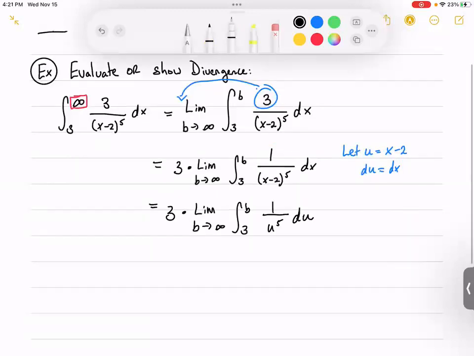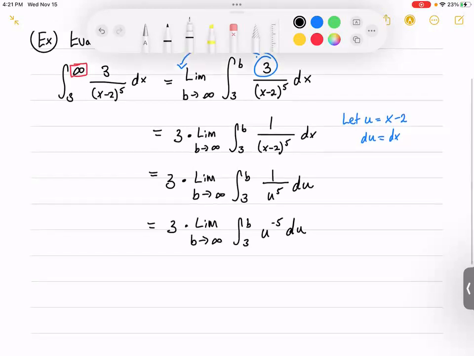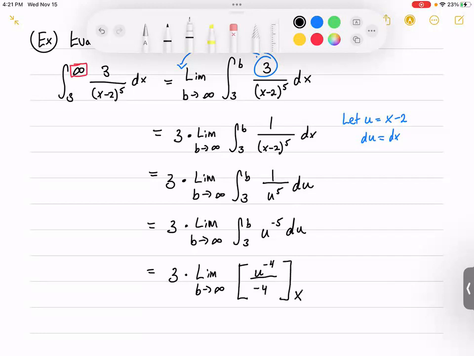So you've got to rewrite this again, namely the u to the fifth. Because it's in the denominator, you could bring it up into the numerator, where the exponent becomes negative. So this is 3 times the limit as b approaches infinity of the integral from 3 to b of u to the negative fifth du. Now we integrate this. What is the antiderivative of u to the negative fifth? Careful, you add 1 to the exponent. So if I add 1 to the exponent, negative 5 plus 1 is negative 4. So you get u to the negative 4 over negative 4, where x is equal to 3 and x is equal to b, right? Just remember, I never changed the limits of integration here.